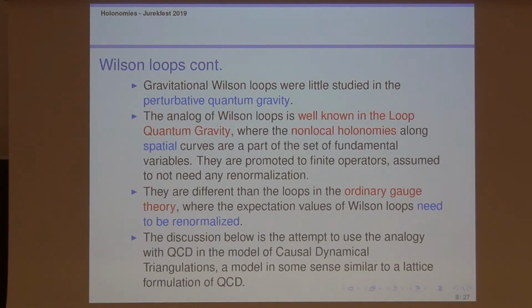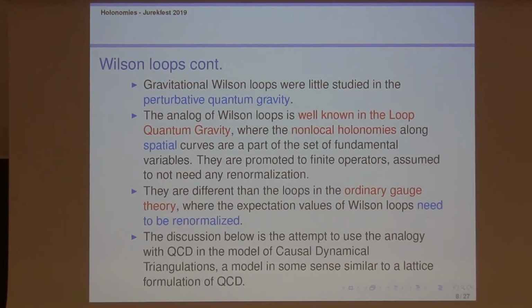This problem, the concept of big holonomy loops, was not really studied in the context of perturbative quantum gravity. Of course, the situation is completely different in loop quantum gravity, where loops were promoted to be a fundamental object, and in fact they don't even need to be renormalized. But this, from the point of view of the analogy I would like to continue here, is different.